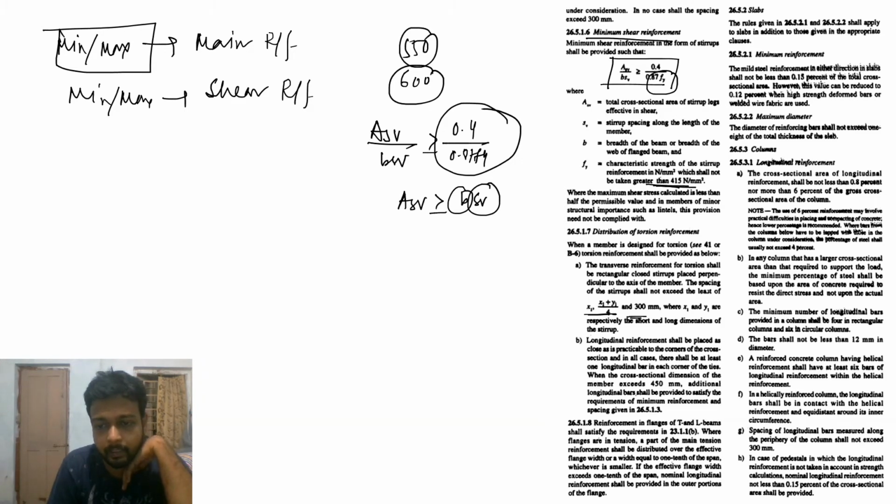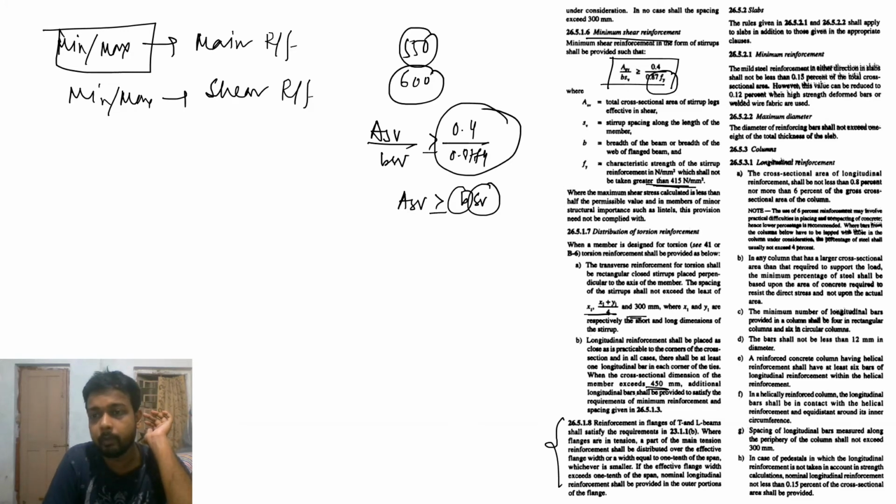Reinforcement in flange of T and L beam is not required. Longitudinal reinforcement shall be placed as close as practical to the corner of the cross section in all cases. There shall be at least one longitudinal bar in each corner of the tie when the cross-section dimension of the member exceeds 450 mm. Additional longitudinal bars shall be provided to satisfy the requirement of minimum reinforcement.